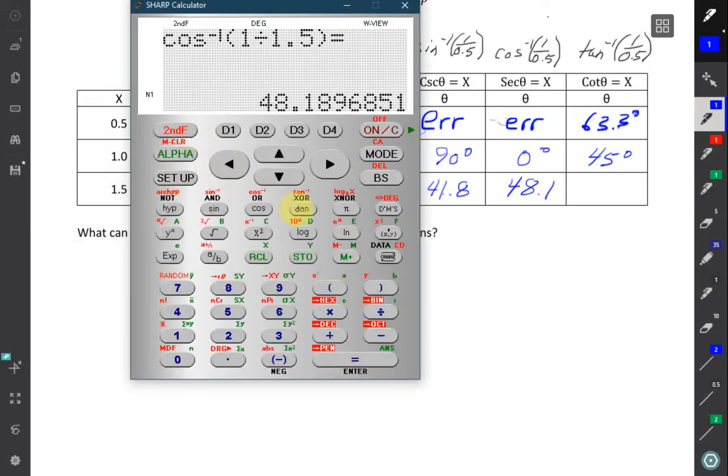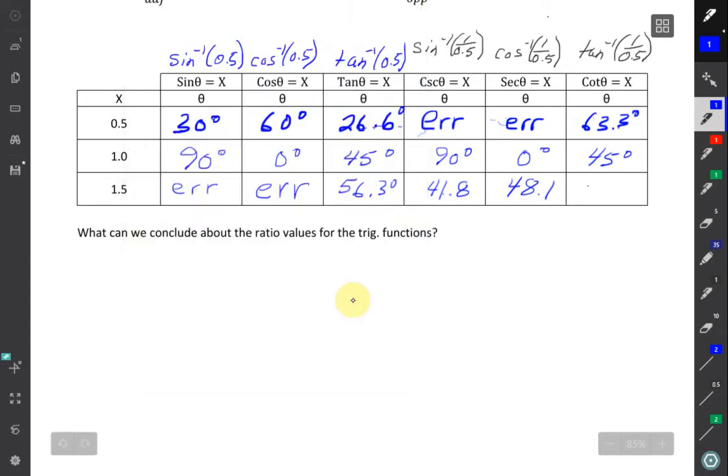And the inverse tan of 1 divided by 1.5, that gives us 33.6. What we concluded here about the ratio values for trig functions is that the values must be between 0 and 1.